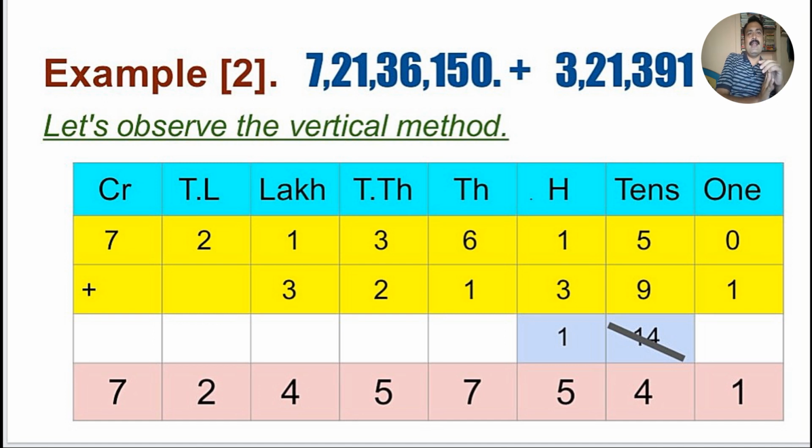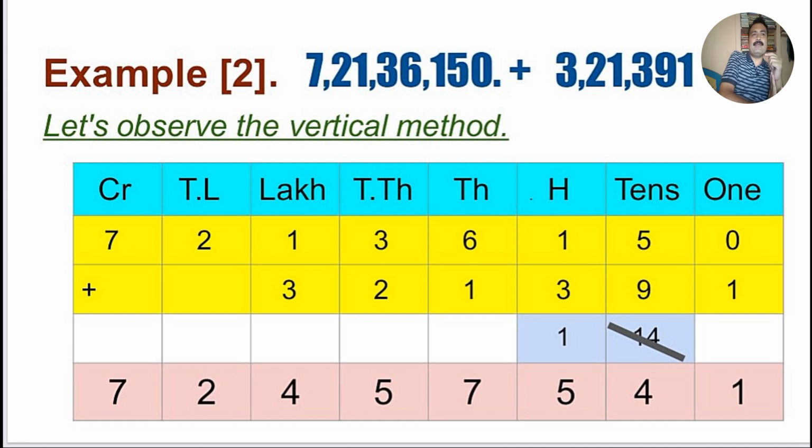So let's observe the vertical method carefully first. While making the vertical arrangement, I am taking a total of 8 columns, 8 places, starting from ones, tens, 100, 1000, 10,000, lakh, 10 lakh and crore. After taking these 8 columns, the first number, the 8 digit number, we arrange from the crore place: 7 crore, 21 lakh, 36,150. Now it is important to arrange the second number carefully.